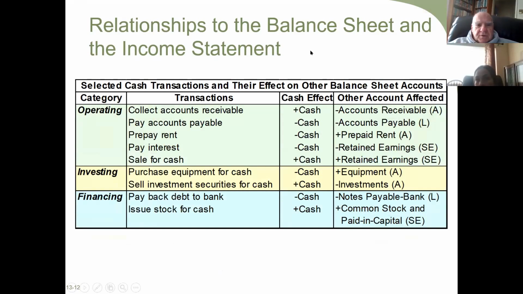Okay, relationship to the balance sheet, okay? I think we know if we collect money, cash goes up, we pay somebody, cash goes down with prepaids. You don't need to take an accounting class to know this, okay? What's going to be important, though, is how they're signed correctly in the cash flow statement.